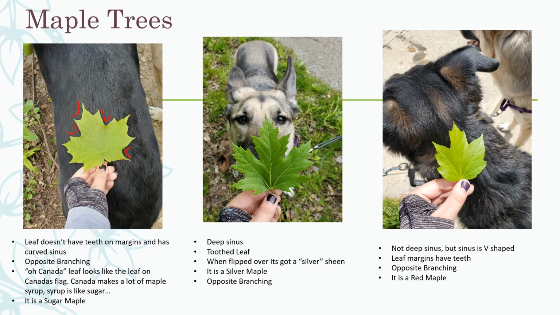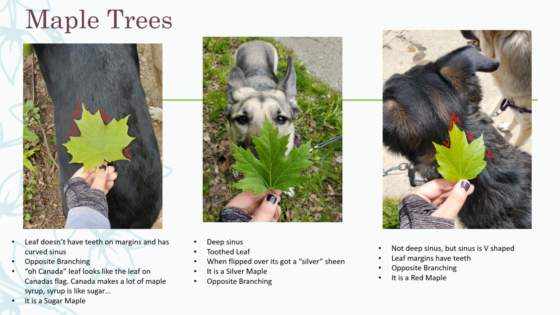Alternatively, we have a red maple on the far right of this. The red maple does have teeth along its margins. You can see the teeth there. It's got a very distinct V-shaped sinus, so not U-shaped, but V-shaped sinus, and then the teeth along the margins flag it for red maple.